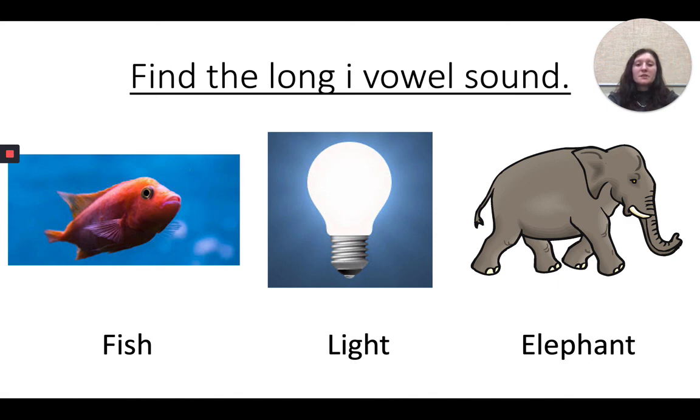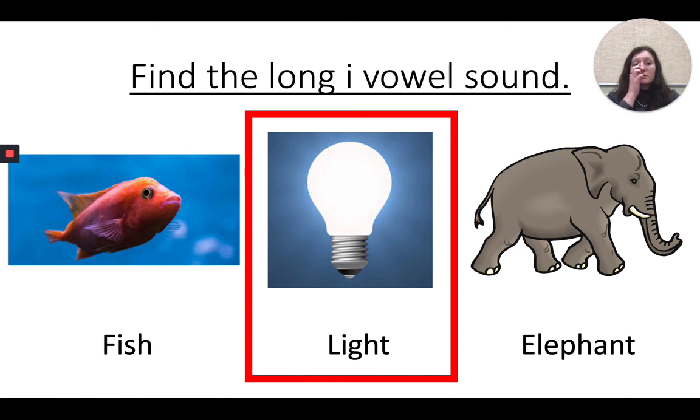So fish or light. And on this one, we know it's going to be light, because when we say the word fish, we're saying the I sound in fish. And in the word light, we're saying the I sound, which gives us that long I vowel sound. And that is our review lesson for today.